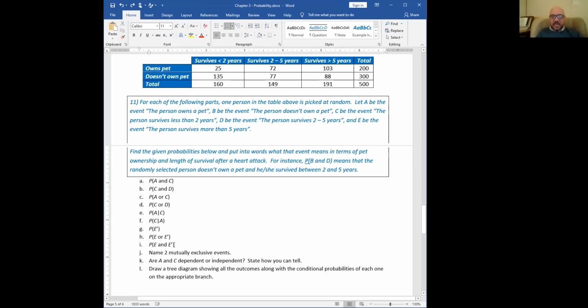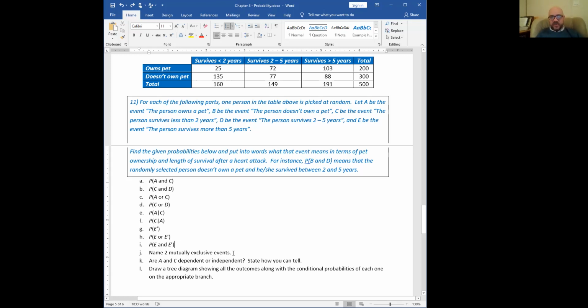Probability of E and E complement. What is the probability that you are both in E and also not in E? 0. You can't be in both, right? You're either in E or you're not in E, but you're not in both. So the probability here is 0.